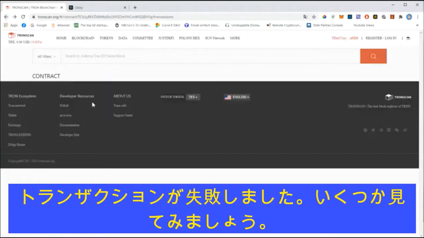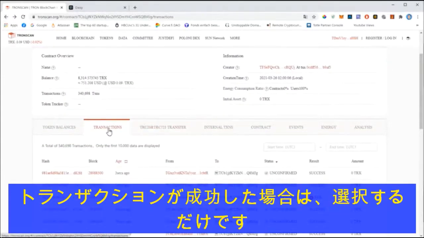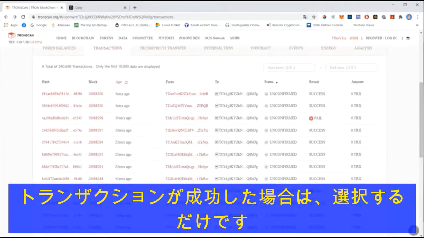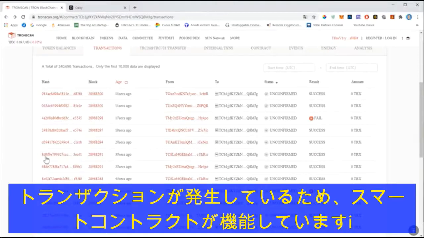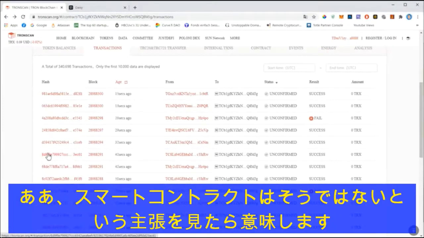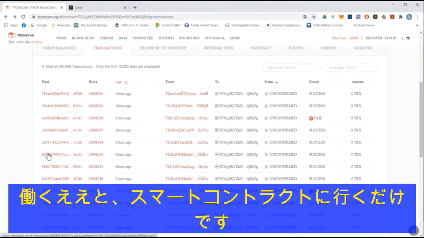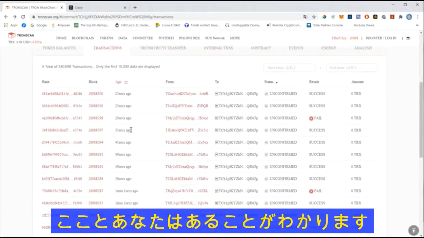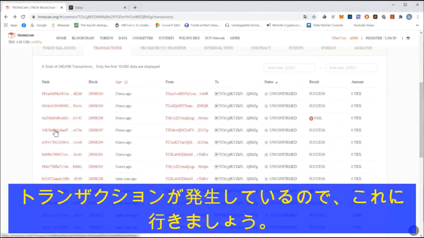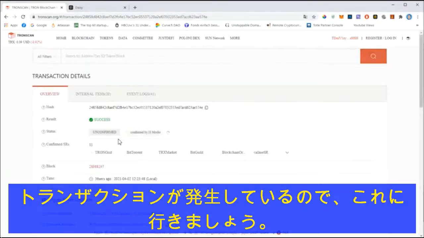Okay, let's have a look at a couple of successful transactions. Let me just pick, let's say, this one, and you see every couple of seconds a transaction is happening, so the smart contract is working. If you see claims saying, oh, the smart contract is not working, just go to the smart contract here, and you will see that there are transactions happening.